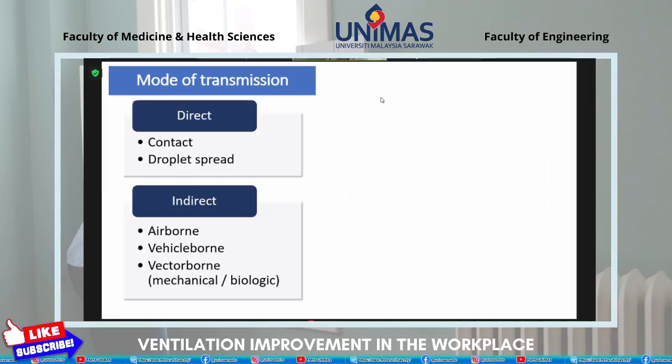So, in terms of mode of transmission, a lot of you know that traditionally we divide the mode of transmission into direct transmission or indirect transmission. When we talk about direct transmission, it means direct contact or the spread through droplets when 2 persons come near to each other. For indirect transmission, traditionally we learn about airborne transmission, vehicle-borne, or vector-borne, depending on the mode of the indirect transmission.